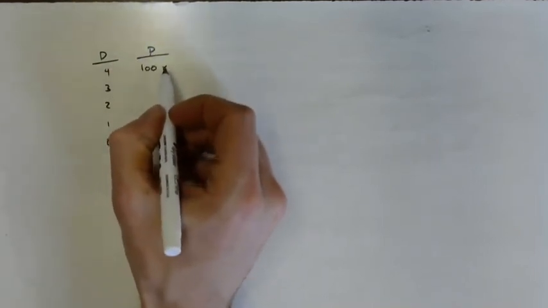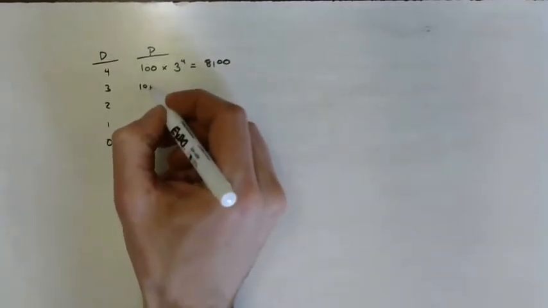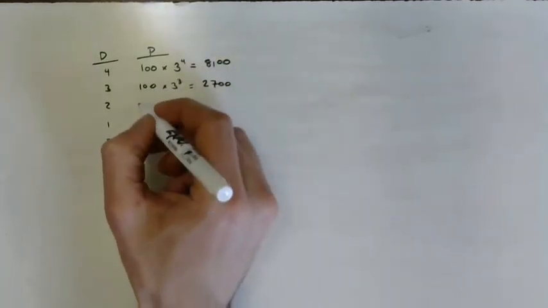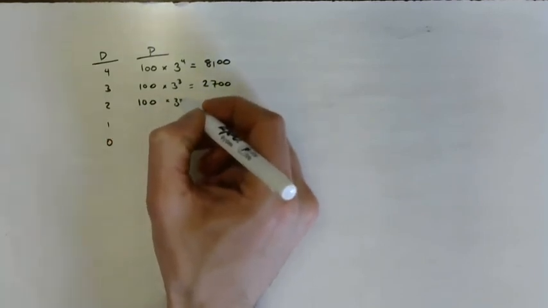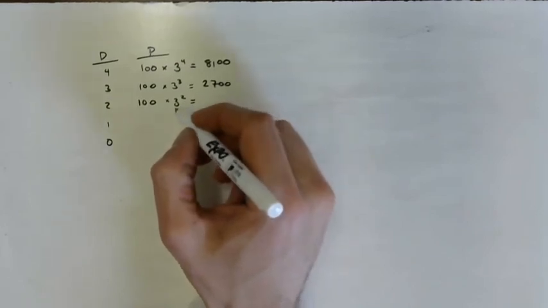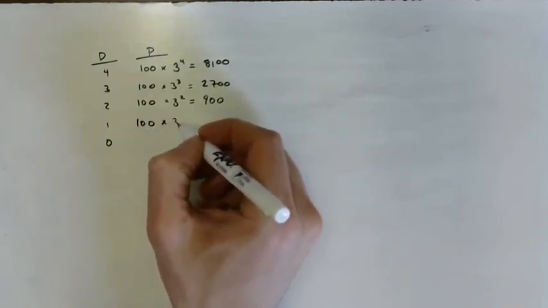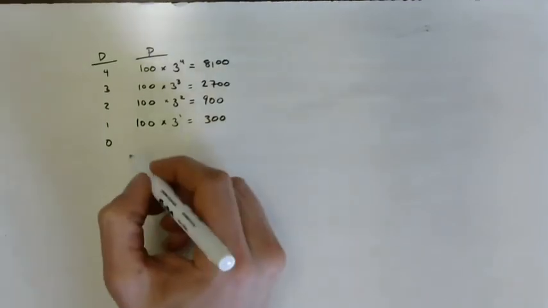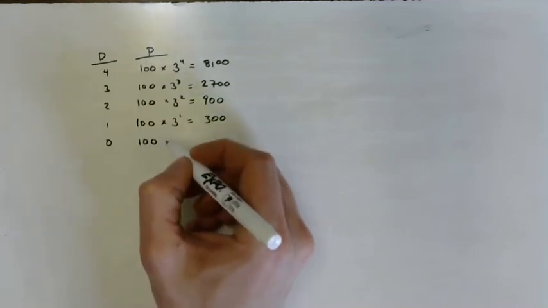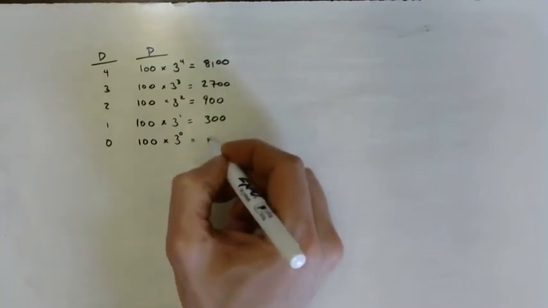We wrote 100 times 3 to the power of 4 equals 8,100. Next row, you have 100 times 3 to the power of 3, which is 2,700. So we're looking at the same data. Now we're just looking at it backwards in order to demonstrate what happens when you have a power of 0. 3 to the power of 2 is 900. On day 1, we have one factor of 3, which is 300. And on the very first day, the initial day, the population is 100. But look at your exponents: 4, 3, 2, 1, 0.